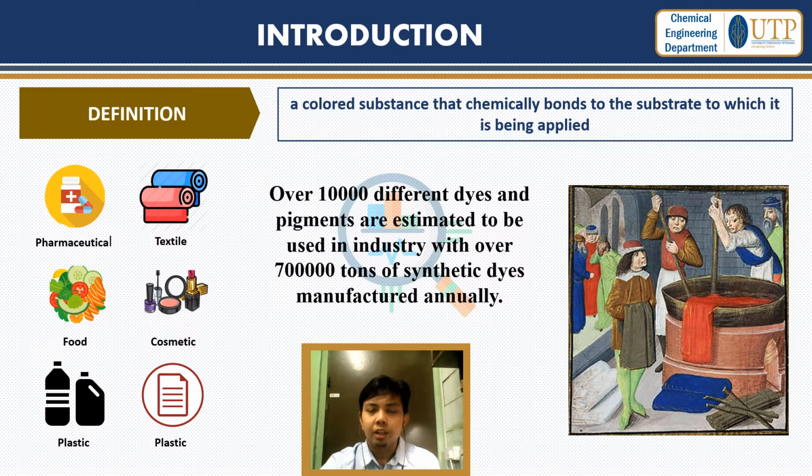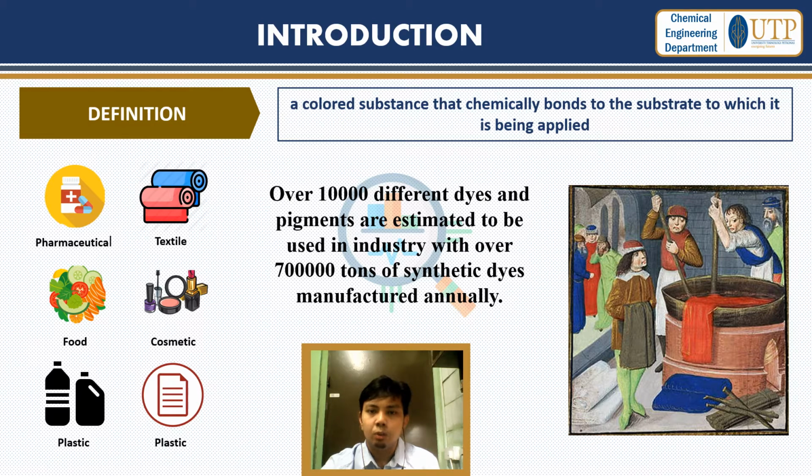My name is Luqman Hakim and I will start this presentation with the introduction part. So what is meant by dyes? Dyes can be defined as a colored substance that chemically bonds to the substrate to which it's being applied. Dyes are categorized based on their use and chemical composition, and are made up of a group of atoms called chromophores, which are responsible for the dye's color. These chromophore-containing centers are made up of azo, anthraquinone, methane, nitro, triarylmethane, carbonyl, and other functional groups.